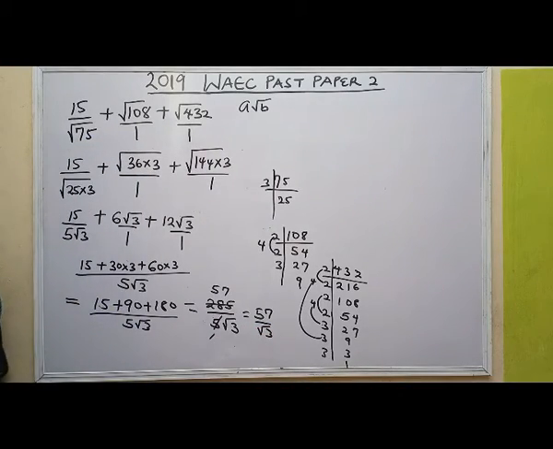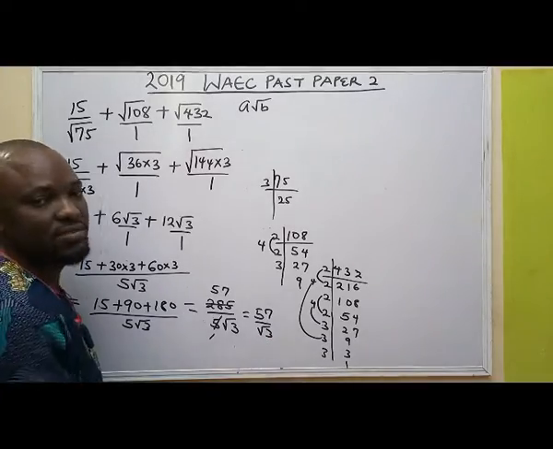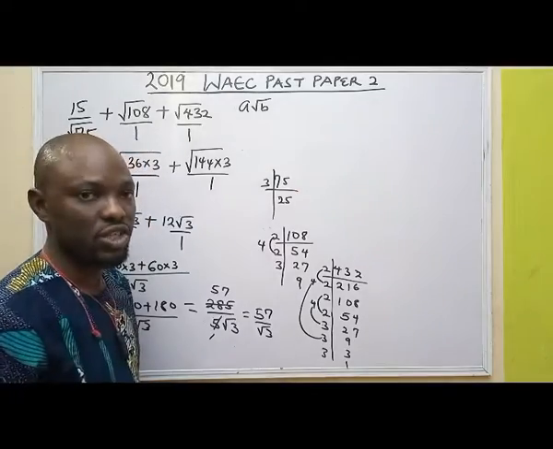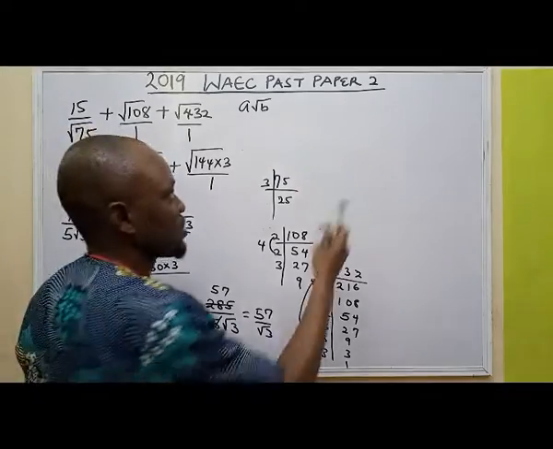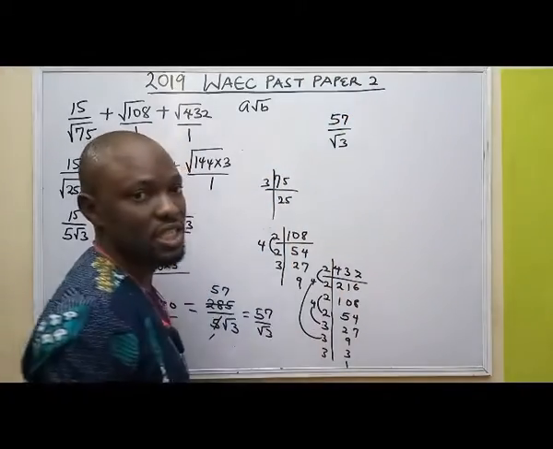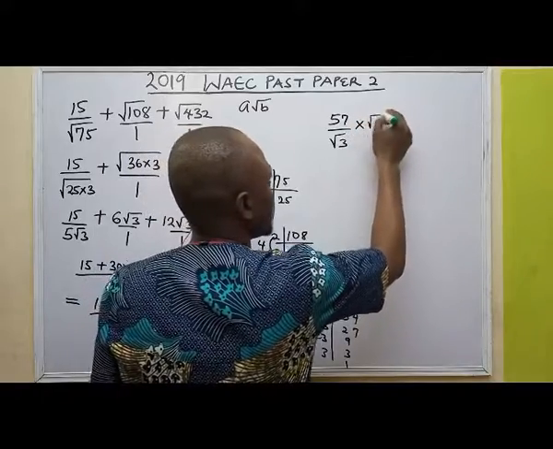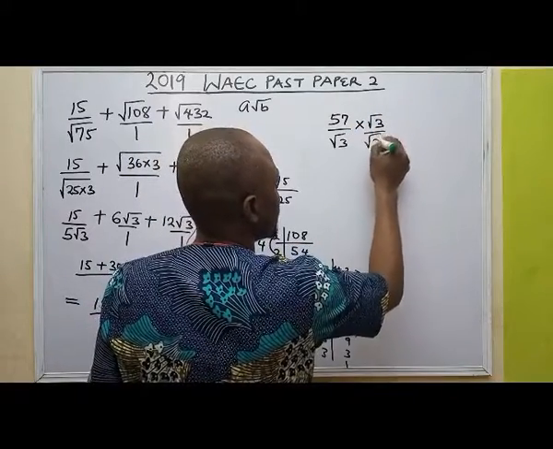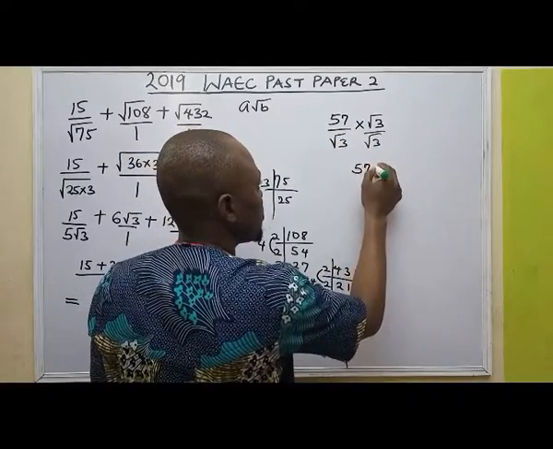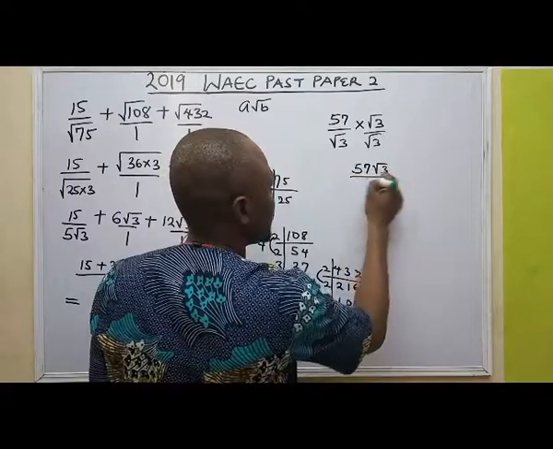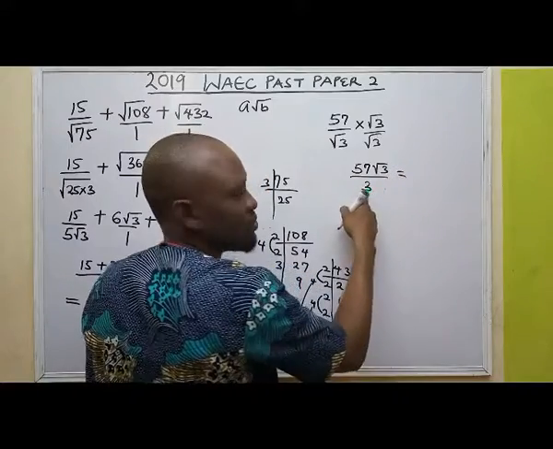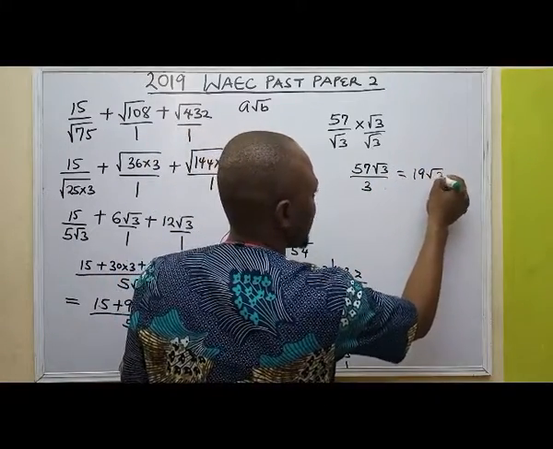Now, since I have 57 over root 3, I'm not going to leave my answer in this form. Why? Because my denominator is in root form. So I'm going to rationalize the denominator. I multiply the numerator by root 3 and the denominator by root 3. 57 times root 3 gives me 57 root 3, divided by root 3 times root 3, which gives me 3. So 57 divided by 3 gives me 19 root 3.